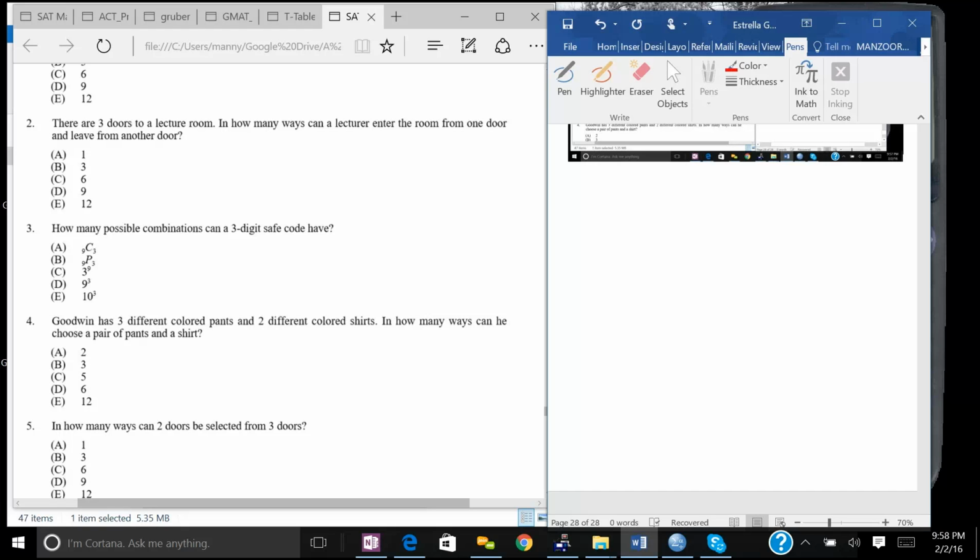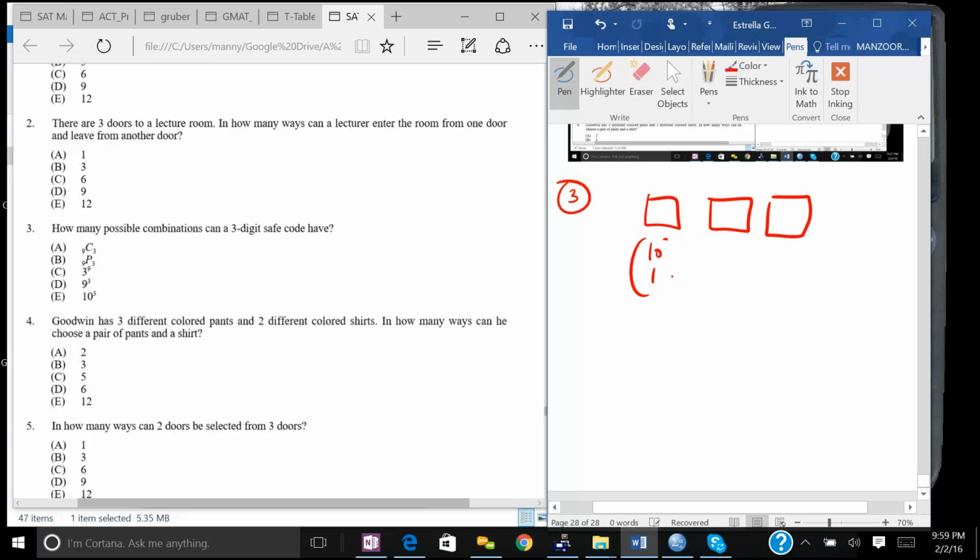It's a D. No. Think of it like this. There are 3 slots, okay? So first one, there are 10 choices. You pick 1. Second one, you have 10 choices. You pick 1. Third one, you have 10 choices. You pick 1, right? So it's really 10 times 10 times 10, which is 1,000.